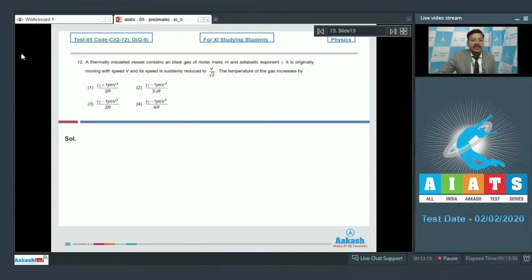So let's look at the loss in the kinetic energy due to ordered motion, and the expression for that is simply half total mass m. Now total mass will be the number of moles into molar mass, so small n into small m is the total mass of the gas, and its initial kinetic energy was this into v square, and the final is this into v by root 2 whole square. That means it is v square by 2. So this is the loss in the kinetic energy, and this loss in kinetic energy is in fact equal to delta U.